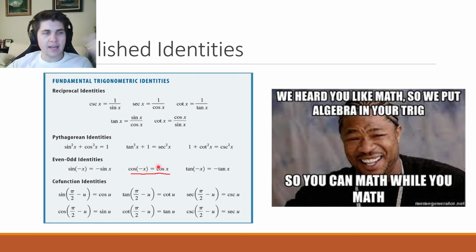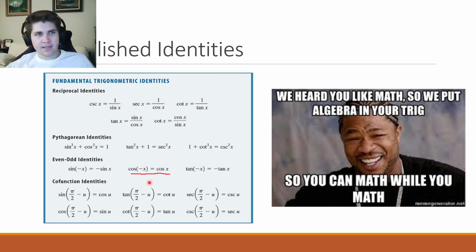Same with cosine. I mean, it's not necessarily going to be a positive, but the sign will be the same regardless. Whereas with sine, when you use the sine function, the sign will be opposite whether you plug in a positive or negative. Same with the tangent, and that's the idea of even and odd.